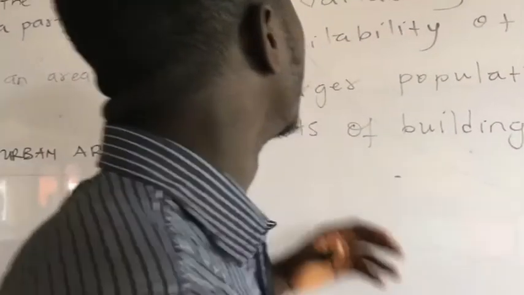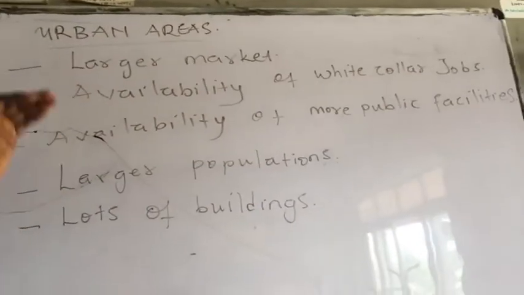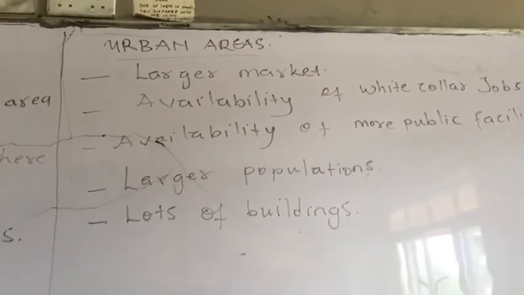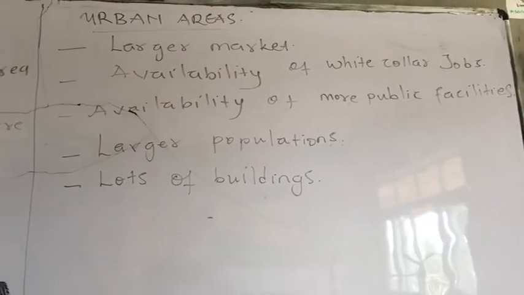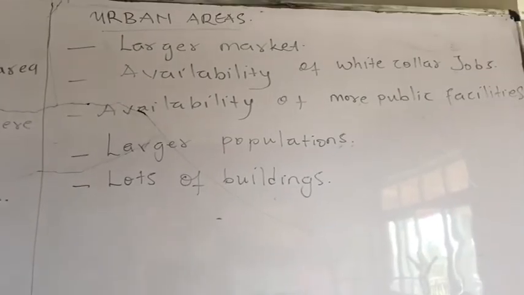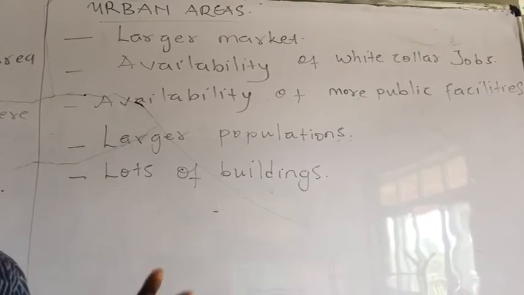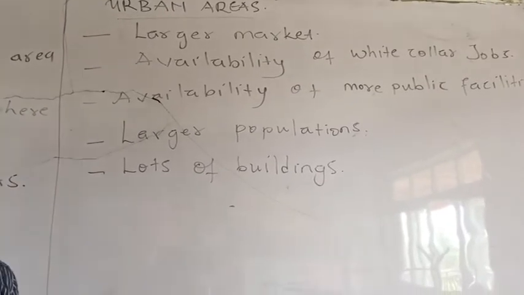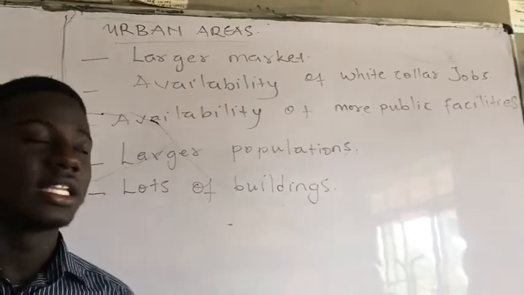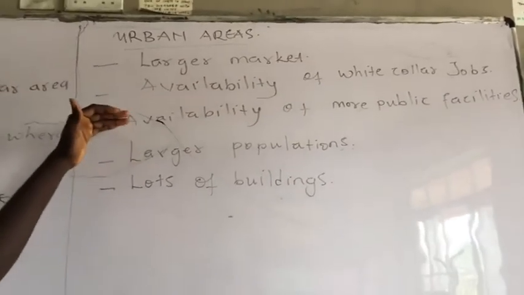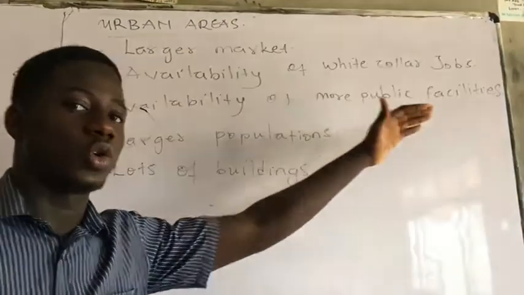In the urban areas, there are larger markets. It means the market over there is very big. There are a lot of things that they sell, and most of the things they sell are gotten from the rural areas. That is animals, meat, vegetables, fruits. They are all gotten from the crop farming in the rural areas.